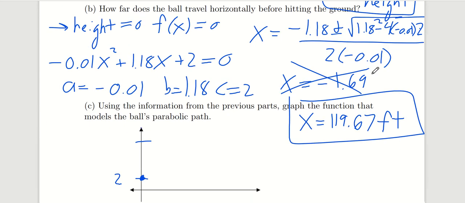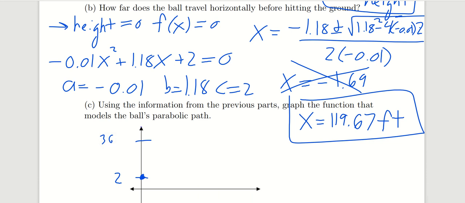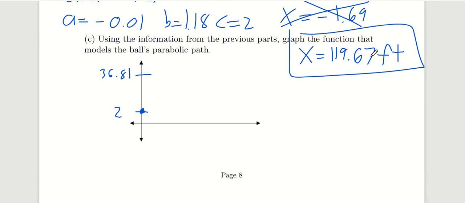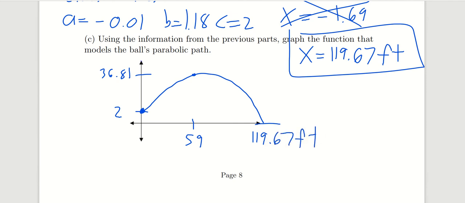We know that it reaches a maximum height of 36.81. So 36.81 is going to be the absolute highest this ball travels, and that happens after it travels 59 feet horizontally. So once it's traveled 59 feet, it's going to attain the maximum. That's when the ball is at its highest. It goes up until that point, and then it's going to start to go down, down, and down, and then it's going to hit the ground at x equals 119.67 feet. And so this is the graph that shows the projectile motion of our football.